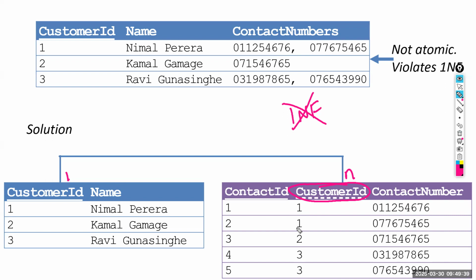So this can be duplicated because this is not your primary key. The primary key is contact ID, a surrogate key, or something else. So now a particular customer can have even 100 contact numbers. The only thing is then there are 100 records for that customer ID. Got it?